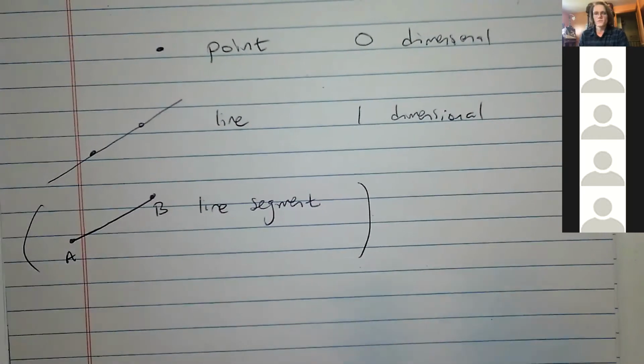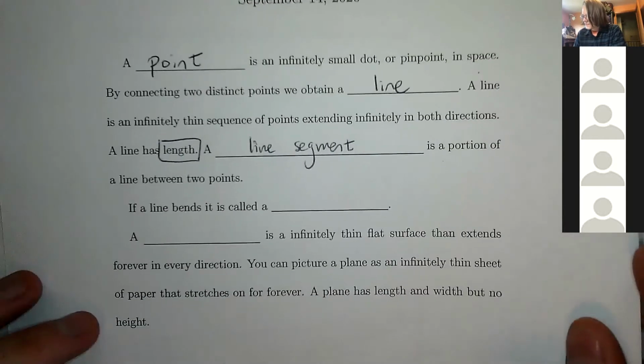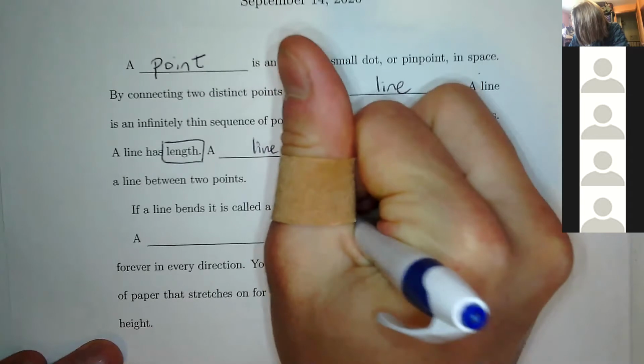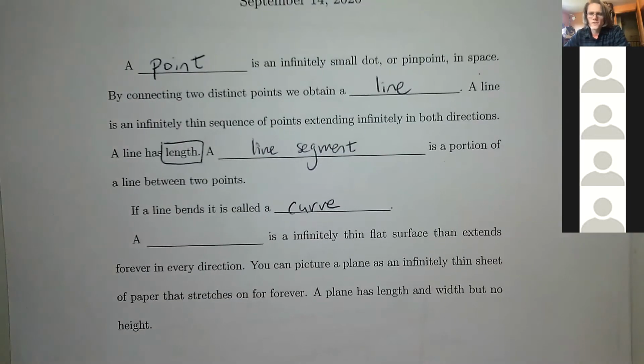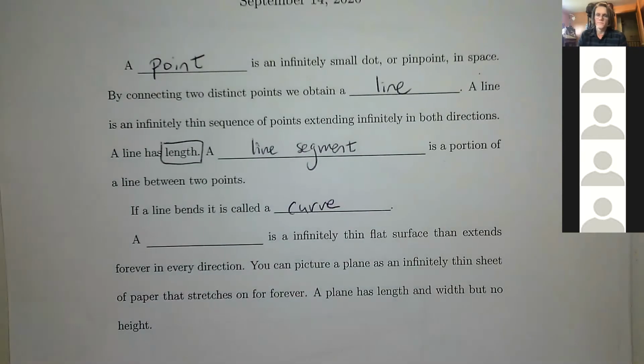All right, so just keep this in mind. And now let's go to planes. Oh, I guess so. If a line bends, it's called a curve. Right, a curve is just any kind of shape. If you take your pen and draw some shape on your paper, it's going to be a curve. But we don't really talk as much about curves.